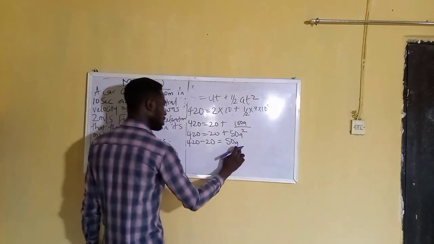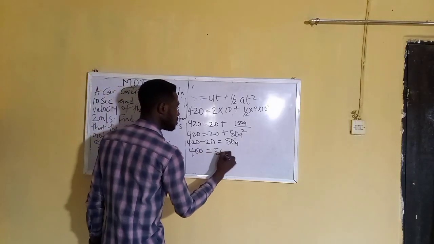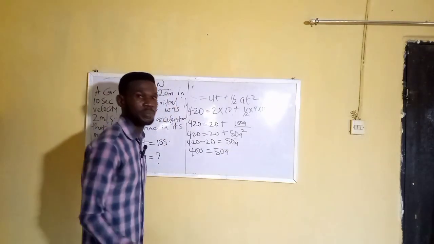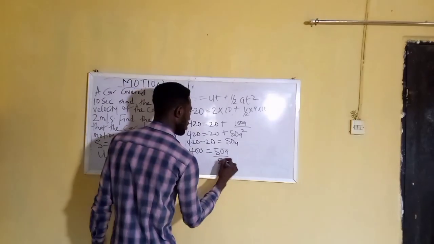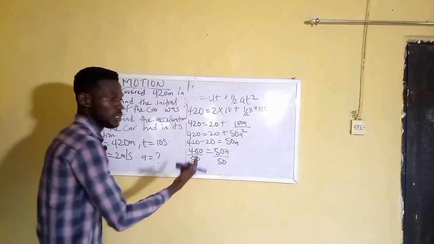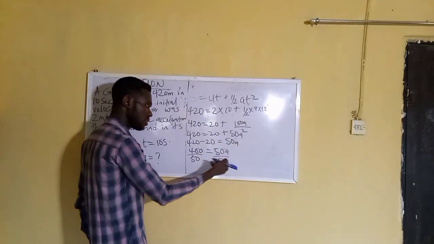So since you have it as 50a, you have 400 equals 50a. Now to make a the subject of the formula, we divide by 50. When you divide this by 50 and you divide this by 50, 50a divided by 50 is actually a.